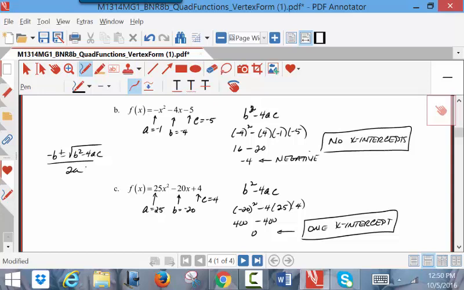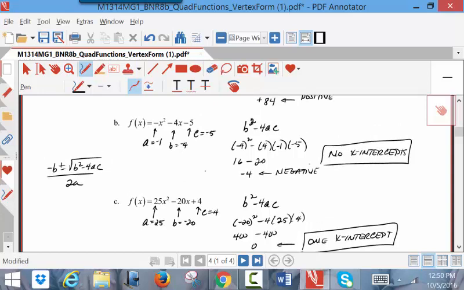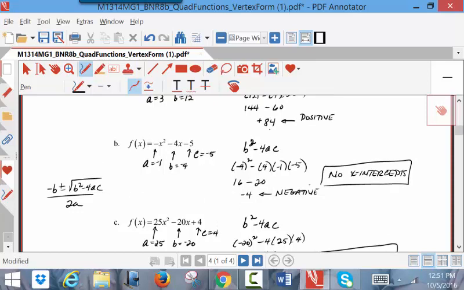So if you have to take the square root, like here on part B, if you take the square root of a negative 4, that's undefined, so there's not going to be any x-intercepts. If you take the square root of 0, it's 0, which is one value, which is one x-intercept. If you take the square root of something like 84, it's going to be plus or minus the square root of 84, which is two values, or two x-intercepts. So that's really where it all comes into play.